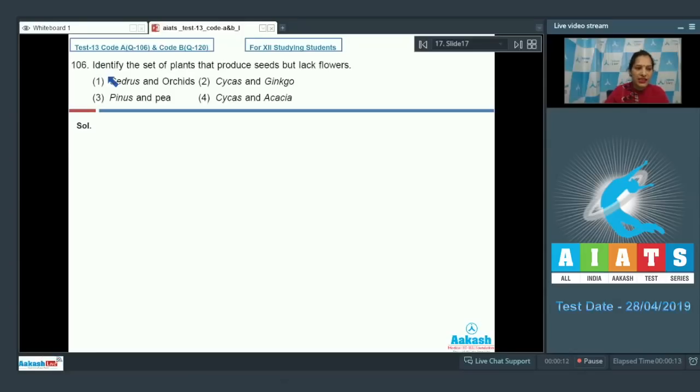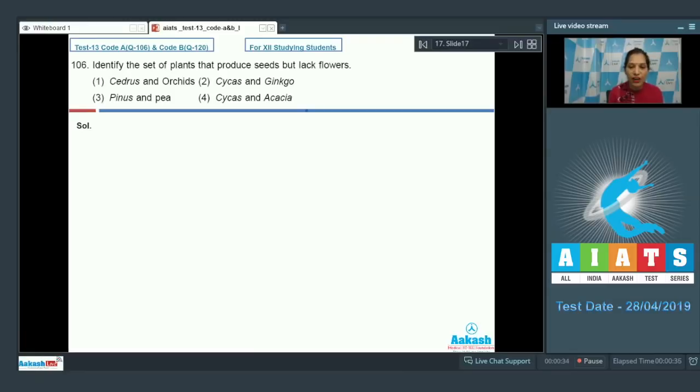Question number 106. Identify the set of plants that produce seeds but lack flowers. First option, Cedrus and orchids. Second, Cycas and Ginkgo. Third, Pinus and pea. Fourth, Cycas and acacia. So the plants which produce flowers are the angiosperms.